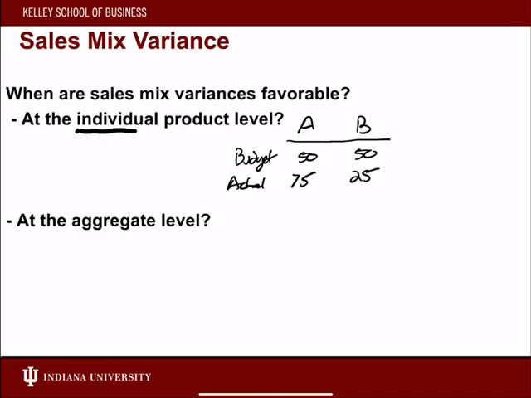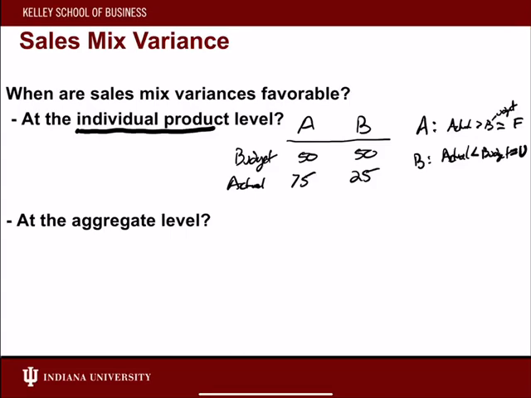So at the individual product level, a sales mix variance will be favorable when the actual was greater than the budget. So in this example, A's actual is greater than budget, so it is favorable. For B, the actual ratio, or the actual mix, the proportion of B products that were sold, is less than budget. So that means for B, this is unfavorable.